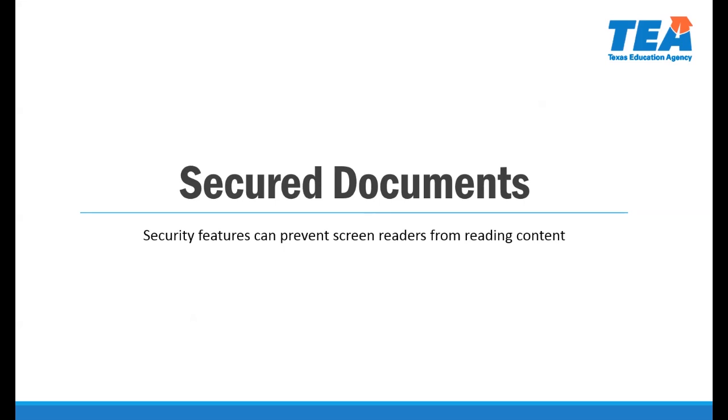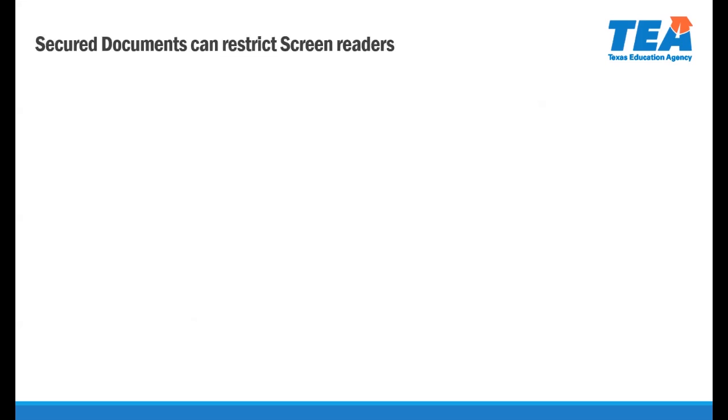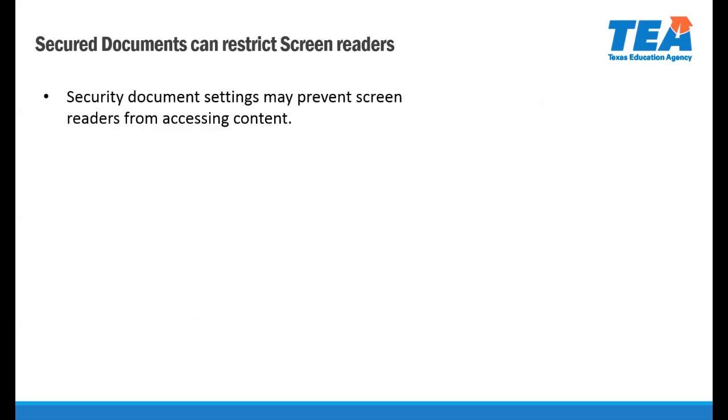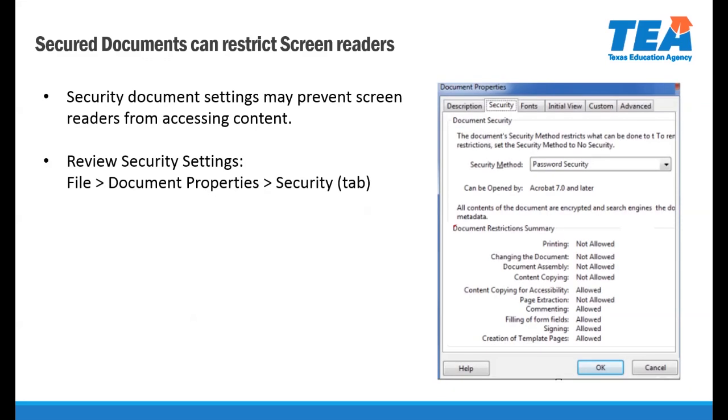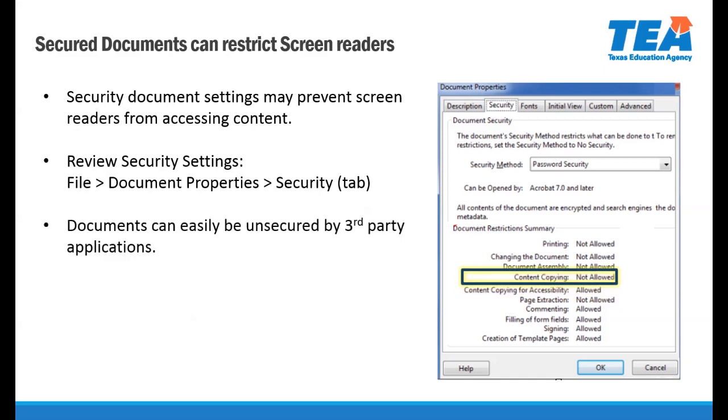Secure documents can affect the accessibility of a PDF. Certain security settings may restrict screen readers from accessing content. Review the security settings on a PDF by going to File, Document Properties, and clicking on the Security tab of the window. Review the restrictions the document allows and does not allow. Be aware that although PDFs can be secured, they can also be made unsecure by most third-party applications.